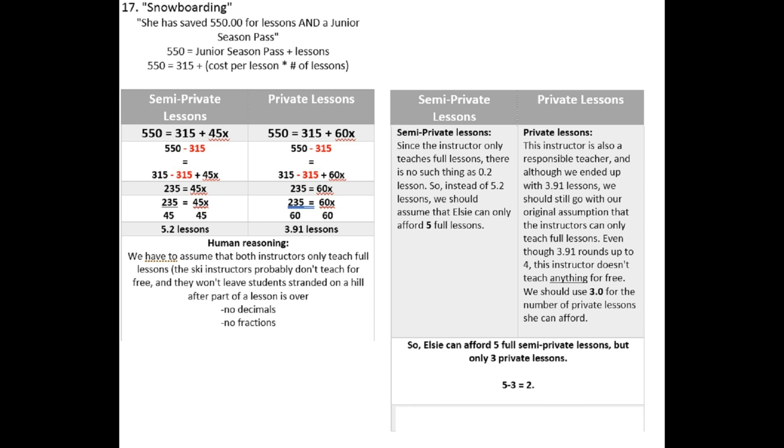So Elsie can afford 5 semi-private lessons, but only 3 private lessons. So 5 minus 3 is 2. All right. So she can afford 2 more semi-private lessons than she can private lessons.